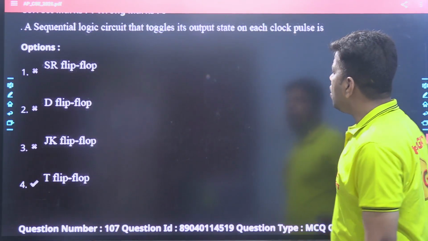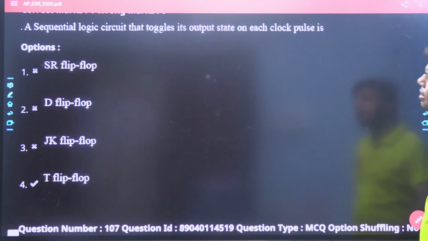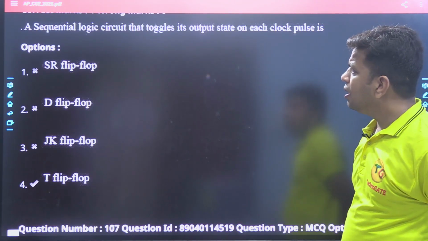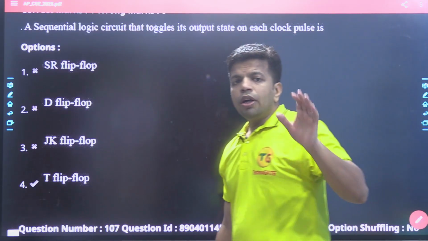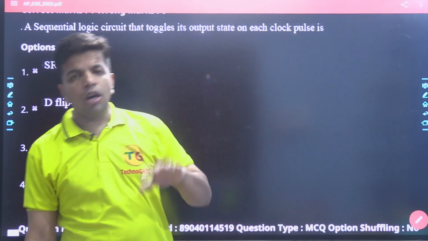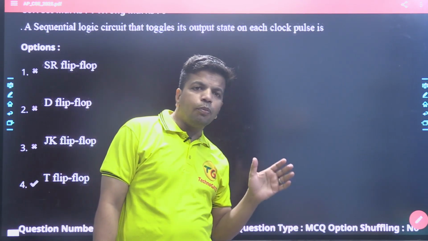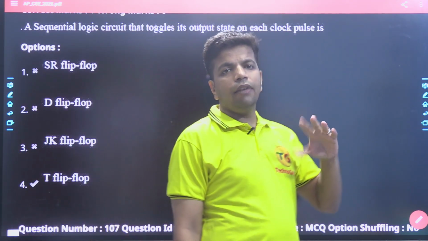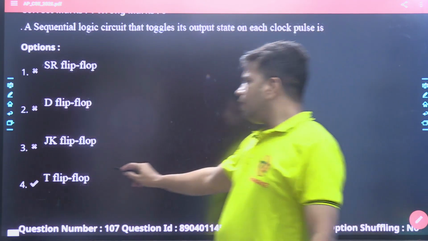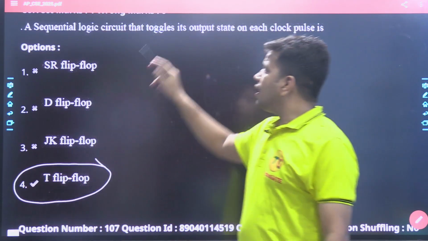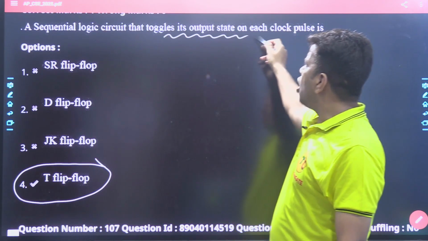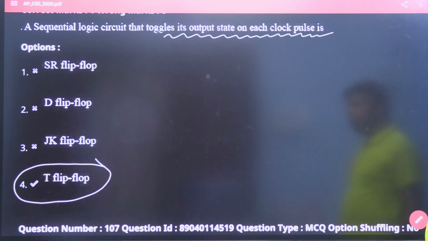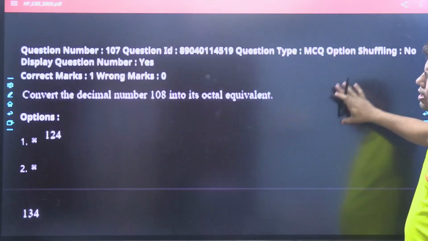A sequential logical circuit that toggles its output state on each clock pulse is the T flip-flop. The T flip-flop is called a toggle flip-flop. Simply, what is the output of that? If the input is 1, it gives you 0 and vice versa. So a T flip-flop is a sequential circuit that toggles its output state on each clock pulse. Simply, T flip-flop. Let's move to the next question.